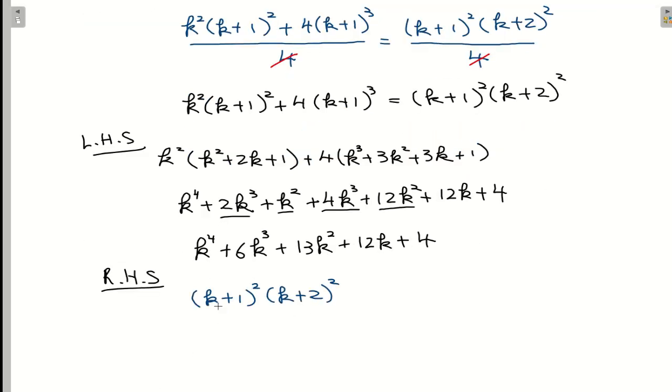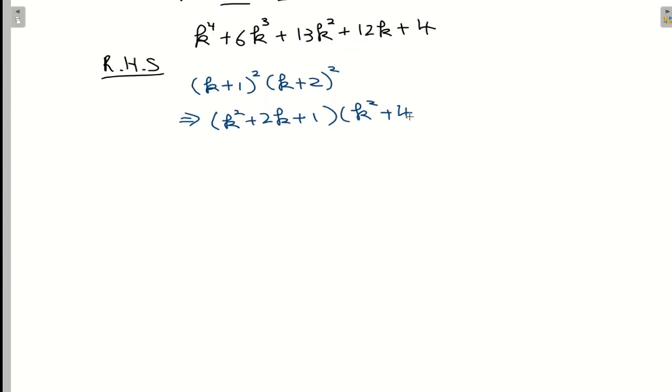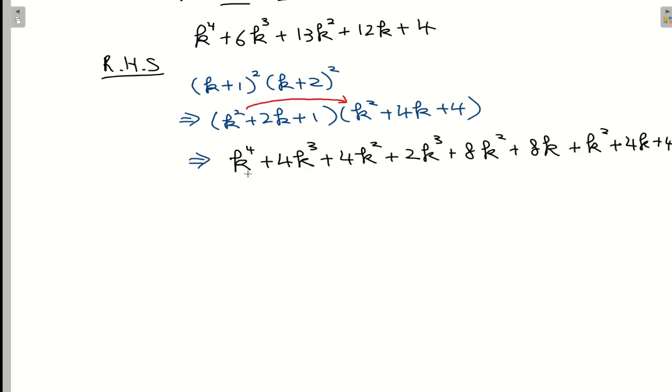The right-hand side is (k plus 1) squared multiplied by (k plus 2) squared. So it's equal to (k squared plus 2k plus 1) multiplied by (k squared plus 4k plus 4). And we multiply each term by each term in this form. We get k to the power of 4 plus 4k cubed plus 4k squared plus 2k cubed plus 8k squared plus 8k plus k squared plus 4k plus 4.